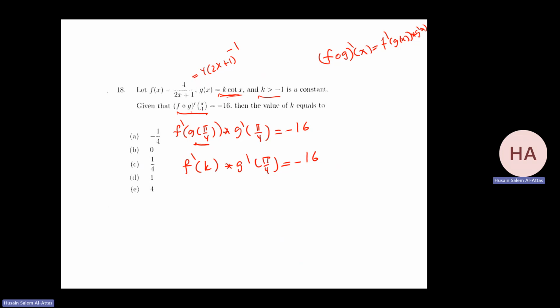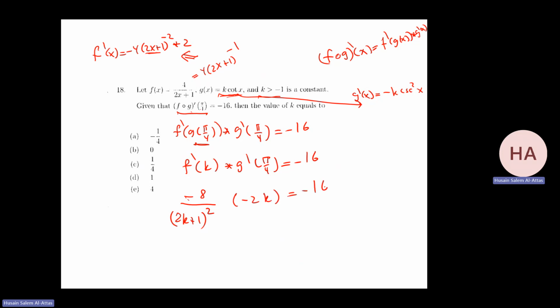Okay, so I need f prime. What will be f prime? It will be minus 4 times (2x plus 1) to the power minus 2, times the derivative of this, which is 2. So that gives me minus 8 over (2k plus 1) squared, since I'm doing it at k. Okay, what is g prime? G prime at x will be minus k cosecant squared x. At pi over 4, cosecant pi over 4 is square root of 2, squared. So I have times minus 2k equal minus 16.